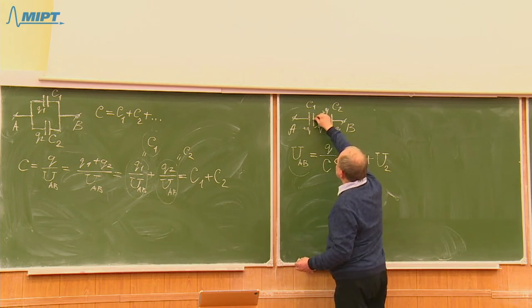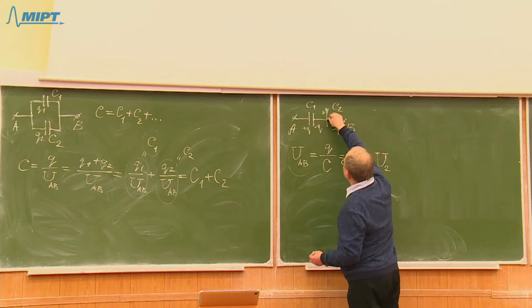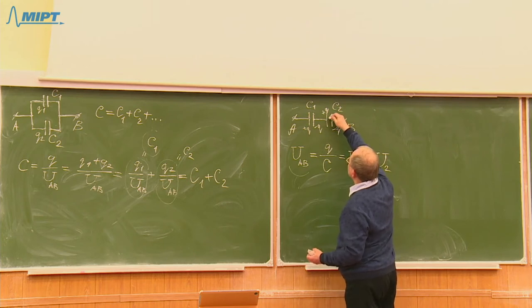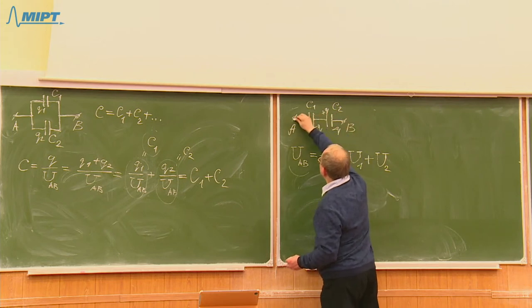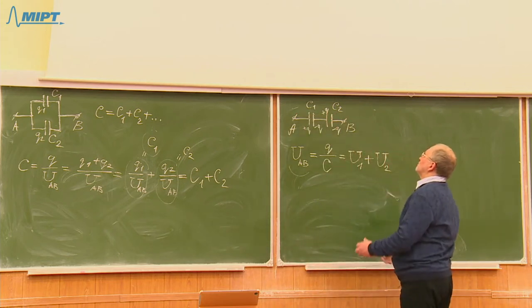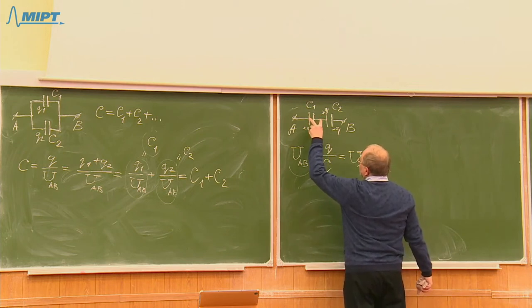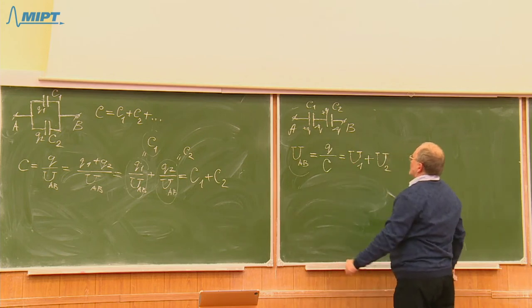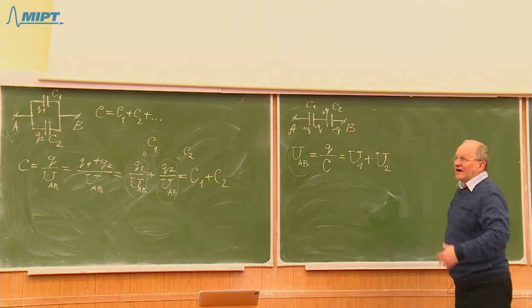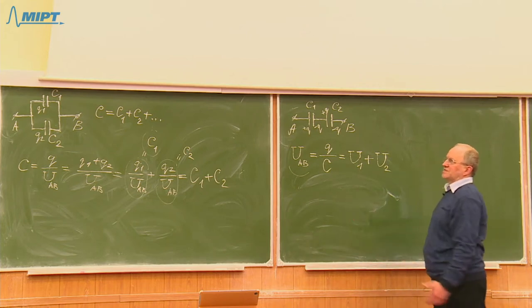And then I will carry the same charge along this conductor. That will require no work at all. And then again, I will perform some work when I carry this charge against the field of the second capacitor. So if I carry some charge from point A to point B through the battery, this work will be the sum of the work performed on the first capacitor plus the work performed on the second capacitor. And the potential difference is defined through the work performed when we carry some charge.